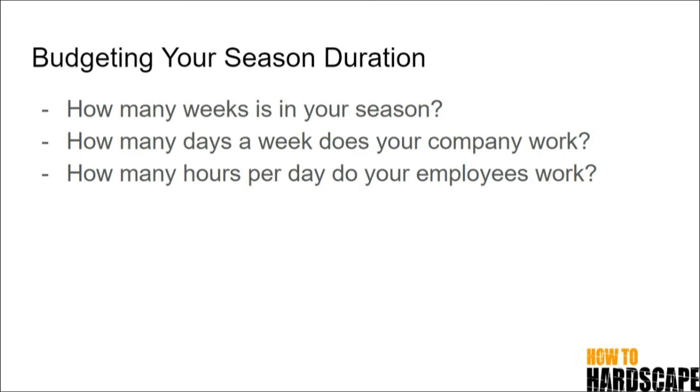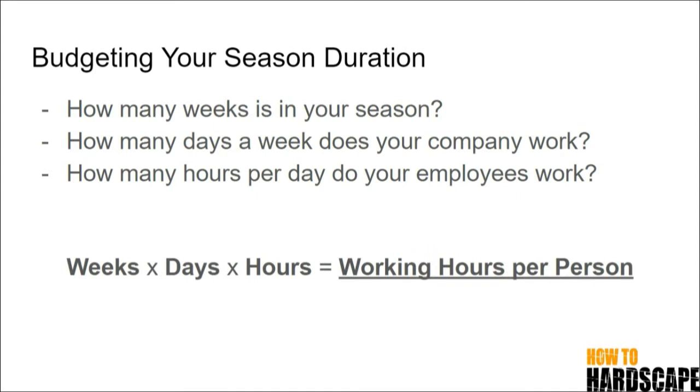Because you need to make sure that you're multiplying that overtime amount when you're budgeting the amount of money that's going to be going out the door extra for those overtime hours. But we're going to get into overtime pay a little bit later and how to budget for that. For now, we can multiply the weeks by the days by the hours to give us a total of working hours per season, per person rather, that we can budget.